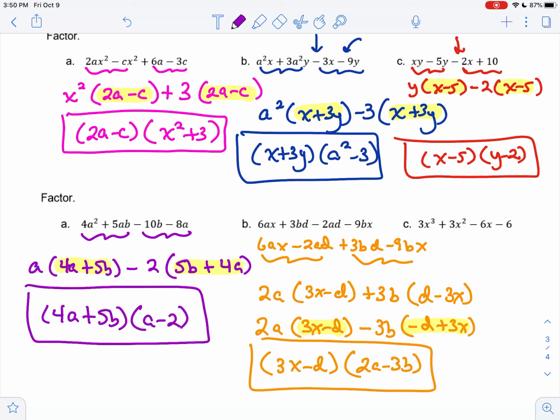And so I forgot to box this one in. We'll do that real quick. And we don't have any room left for C, so I guess we're going to skip that one. But that's all we have for greatest common factor and grouping.